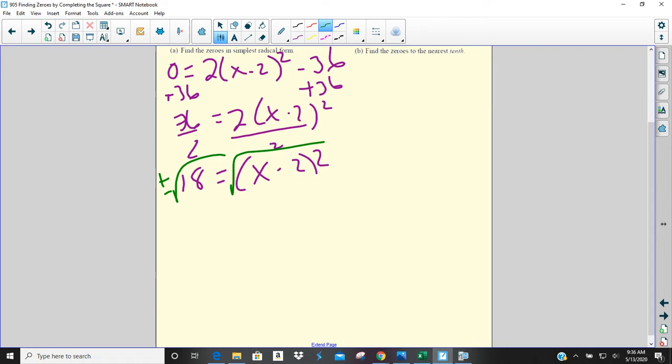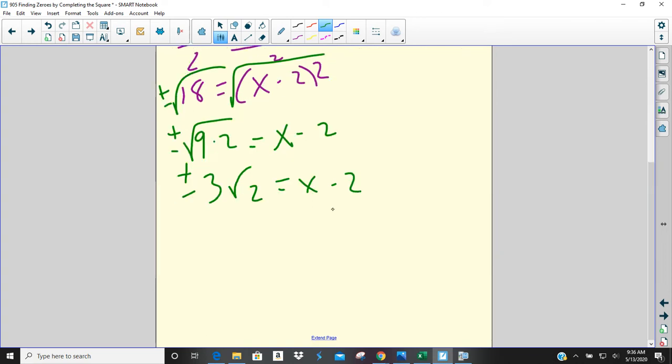So we're left with, remember, the perfect square in 18 is 9 times 2, equals x minus 2. We're then going to pull out the 9. So the square root of 9 is plus or minus 3 square root of 2 equals x minus 2. And the last step is we're going to add 2. Remember, when we add 2 to both sides, we're left with 2 plus or minus 3 square root of 2 equals x. And I'm done.